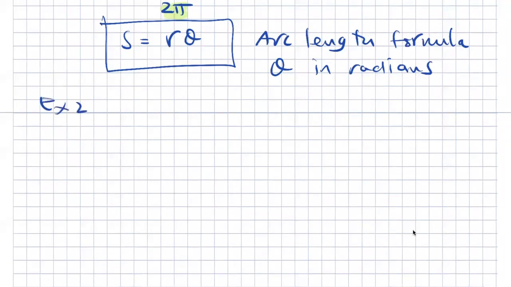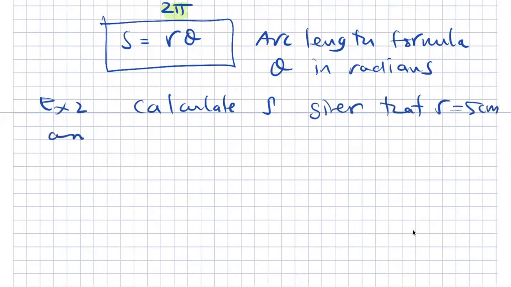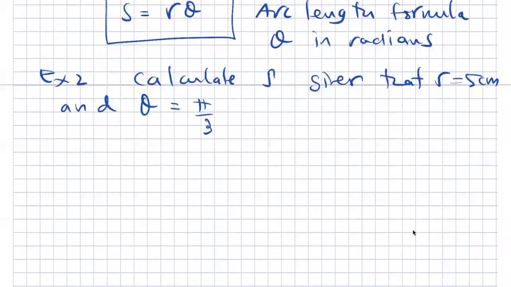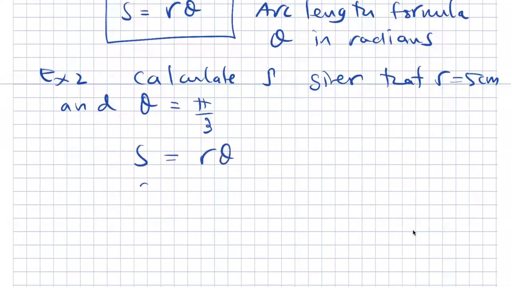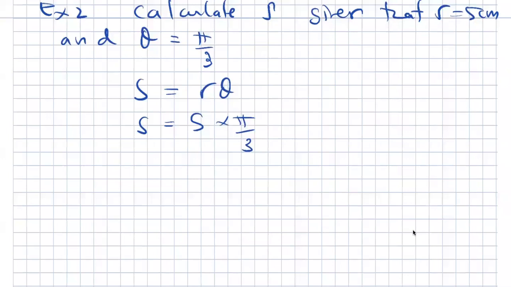So example 2, calculate S, given that r is equal to 5 centimeters, and theta is equal to pi over 3. Now we just use S is equal to r theta, so S is equal to 5 times pi over 3. Now you might realize actually that pi over 3 is 60 degrees, so this is exactly the same as what we ended up with before, but a lot quicker.